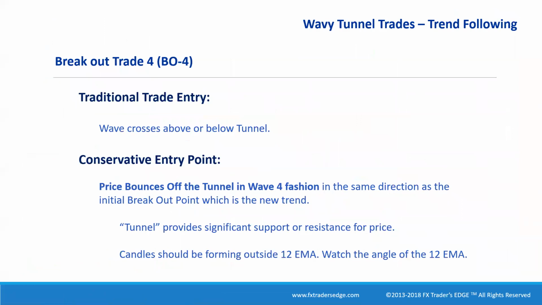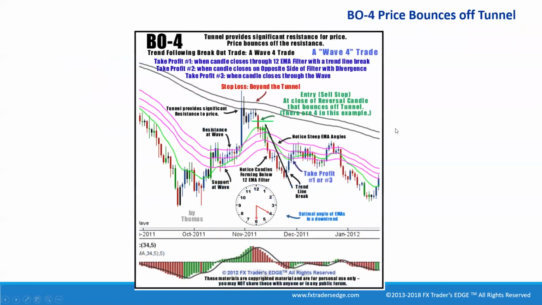Now the breakout 4. The wave crosses above or below the tunnel. That's our breakout 1. And the conservative entry point is price bounces off the tunnel in wave 4 fashion in the same direction as the initial breakout point, which is the new trend. So the tunnel provides significant support or resistance for price. Candles should be forming outside of the 12 EMA. Watch the angle of the 12 EMA. Okay, what do we mean by this?